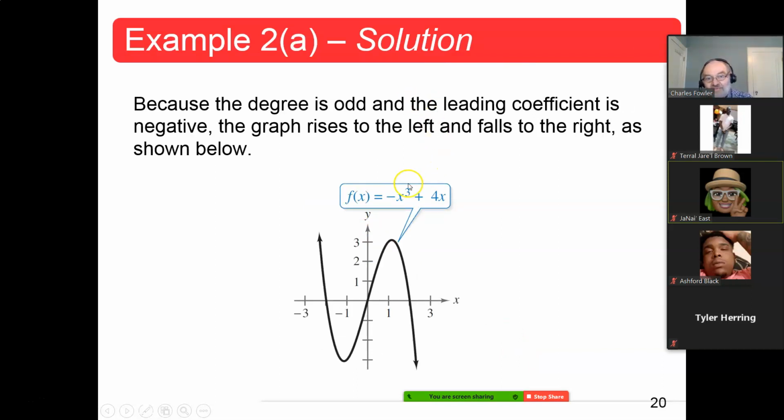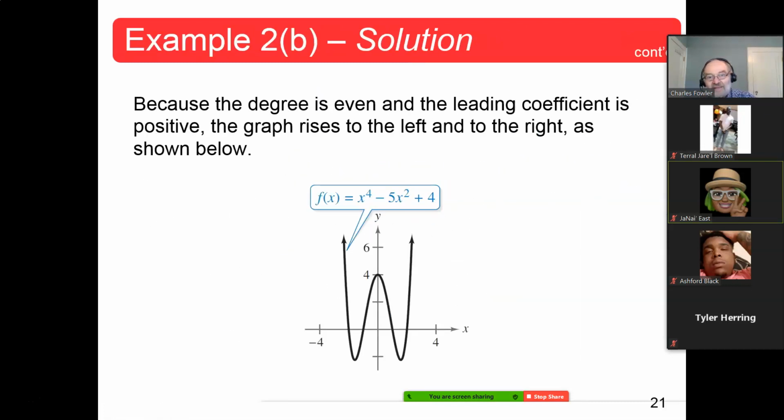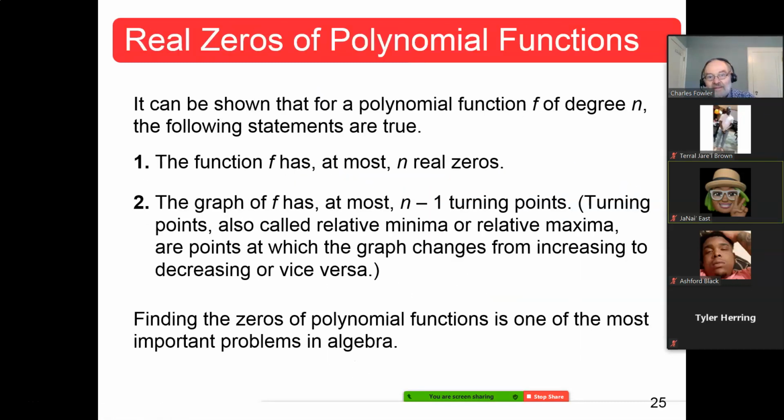This one, degree 3, 1, 2, 3 zeros. At most 3 zeros, it's got them all. Okay? We can't tell on these, so let's just go back here. Now, this is what I was saying before. The graph of f has at most n-1 turning points. A turning point is also a relative minimum or relative maximum that we talked about in the last chapter. Those are points where the graph changes from increasing to decreasing, decreasing to increasing. Those are your turning points.